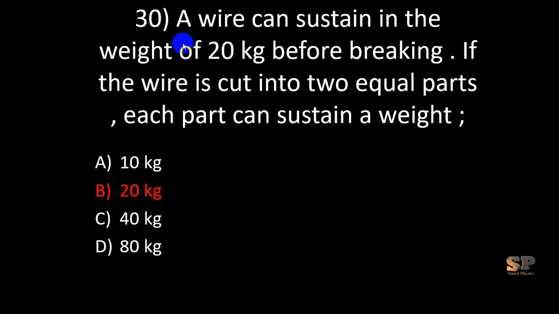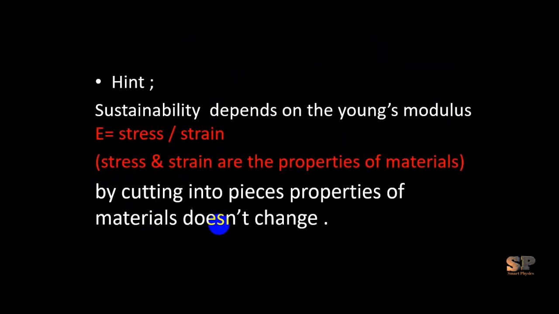MCQ number 30 है, a wire can sustain a weight of 20 kg before breaking. If the wire is cut into two equal parts, each part can sustain a weight 10 kg, 20 kg, 40 kg or 80 kg. This question can be solved by using Young's modulus, and we know that sustainability depends on the Young's modulus, and Young's modulus is equal to stress divided by strain.